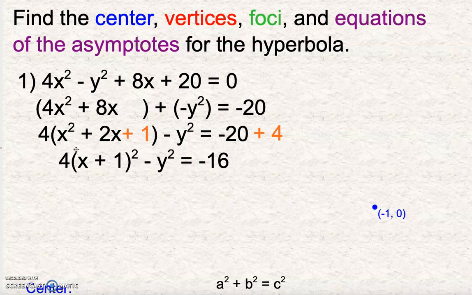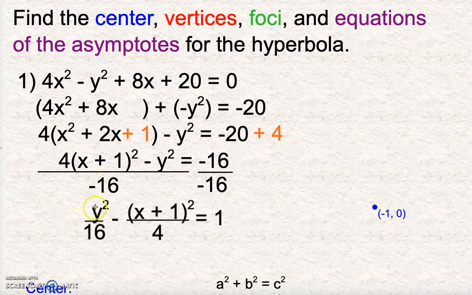Now in order to get this in our general form, I need this number right here to be a 1. And how do you make that a 1? Well, you divide both sides by negative 16. And what's that give us? Well, it gives us a 1 over here, but when you take a negative divided by a negative, you get a positive. So that's why I chose to put the y squared first, because it's positive. And of course, a positive divided by a negative is a negative, which is why I put the x squared second.